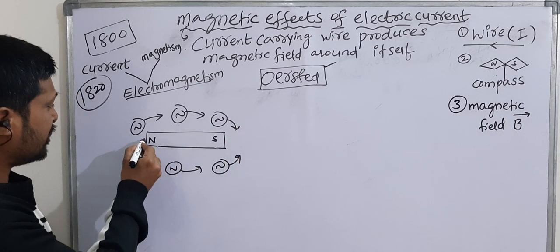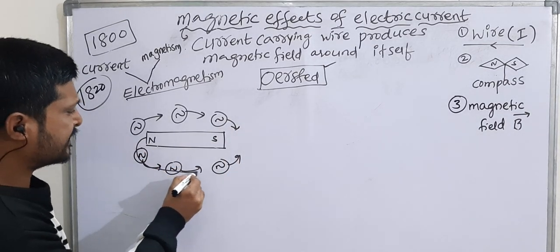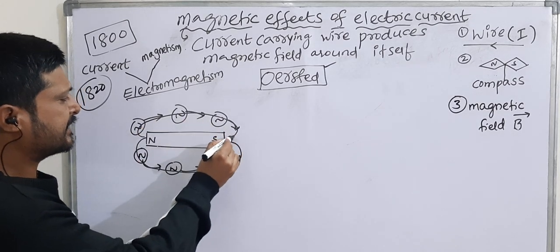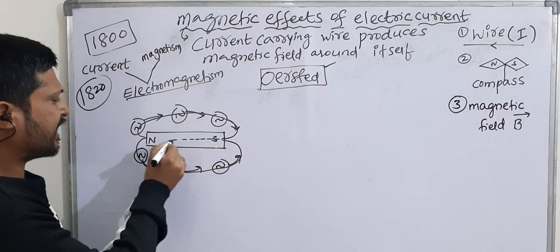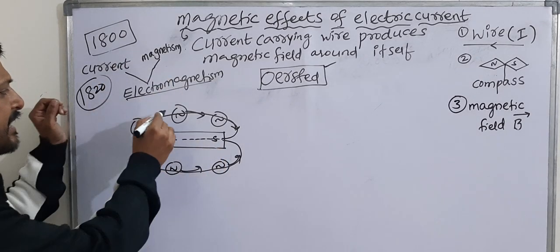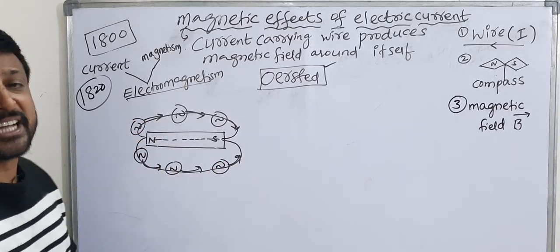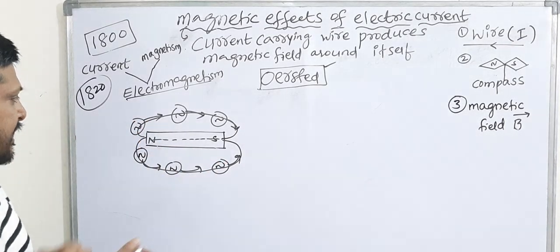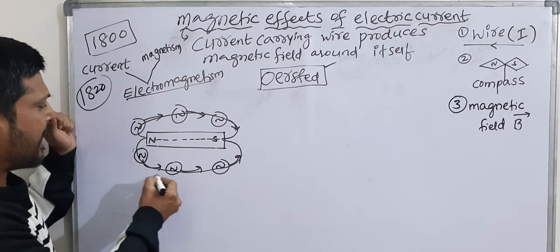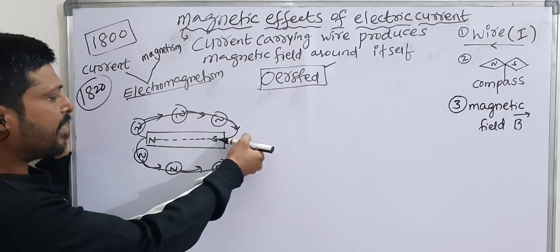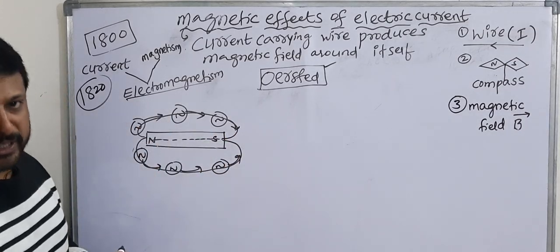See here, join all these points. If you extend this line inside, see here, these lines resemble the magnetic field lines. That means outside the magnet the magnetic field lines go from north to south. Inside the magnet the magnetic field lines go from south to north.